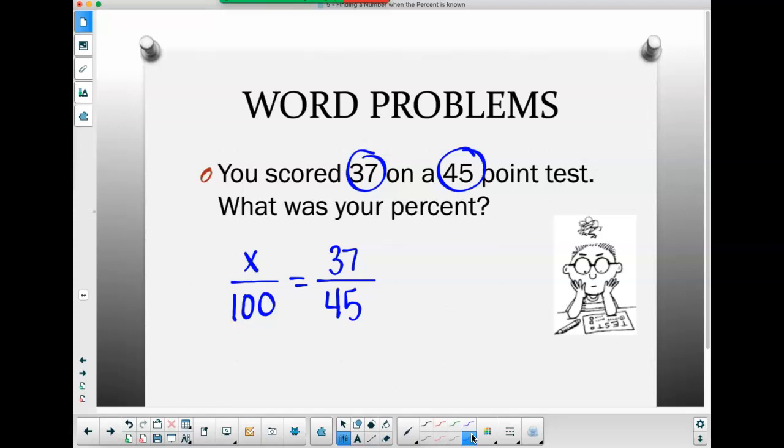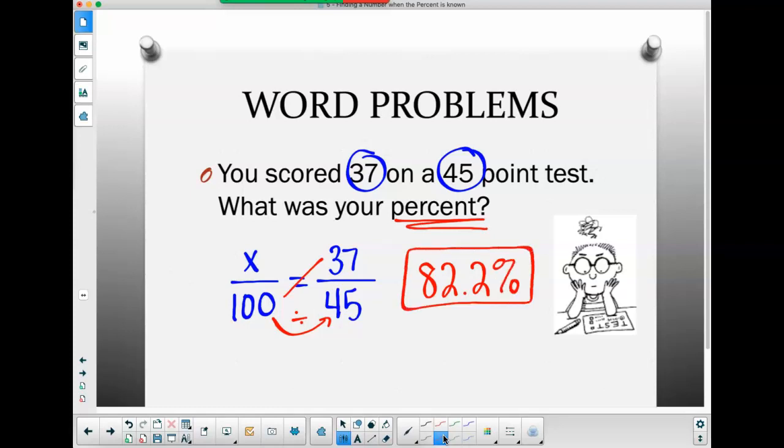Okay, make sure we're writing this down as an example. Once you have that set up, you multiply the two numbers on the diagonal, 37 times 100, divide by 45. Okay, we're going to round to the nearest tenth. So you get 82.2. Do I need a percent sign? Yeah, it says, what was your percent? 82.2%. Okay. Questions there?